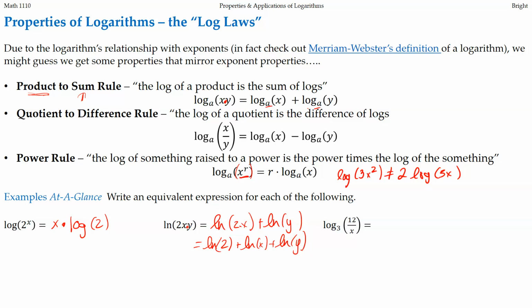So the first one uses the power rule, the second one uses the product rule, and the last one you might imagine is going to use the quotient rule. So answer this quiz question next.